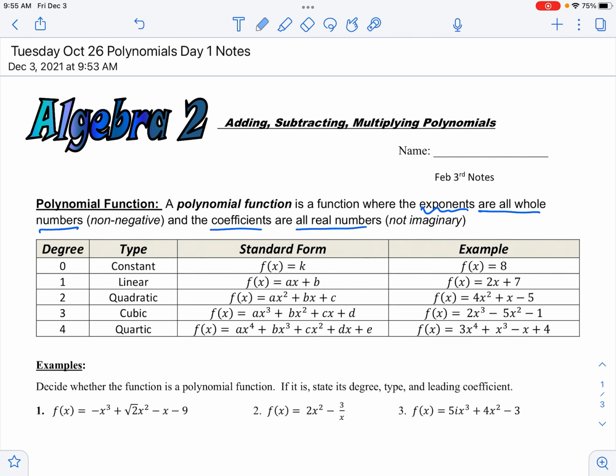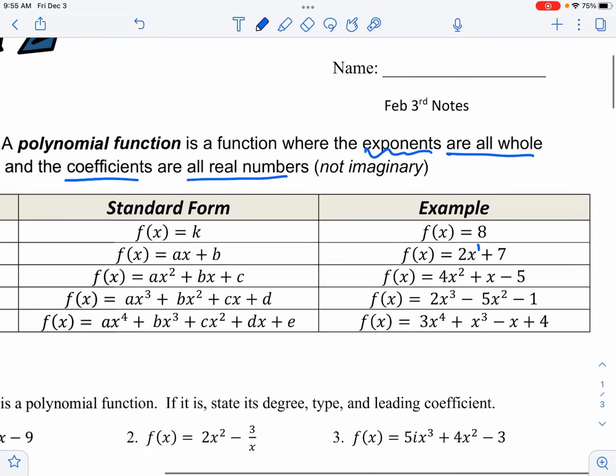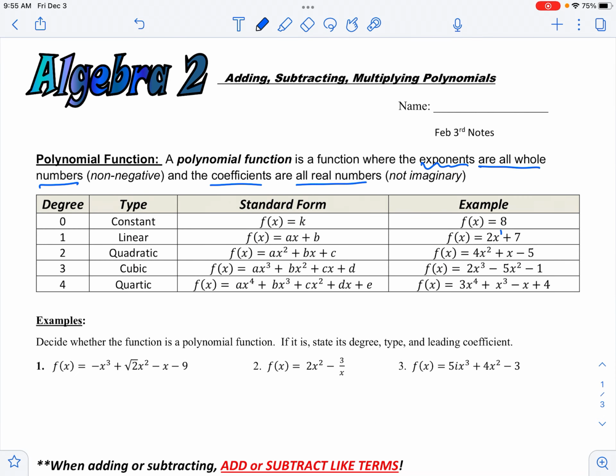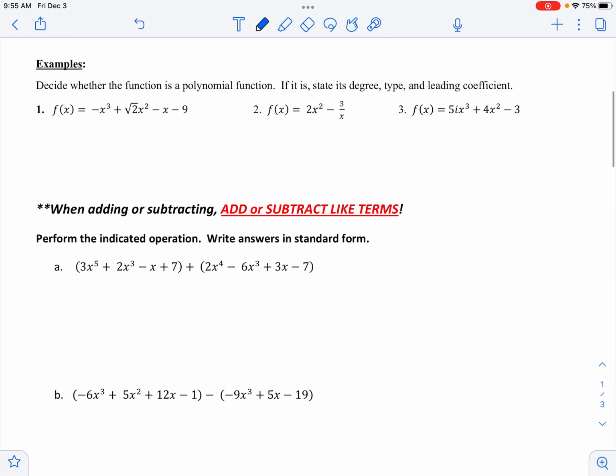If the highest degree is 1, so if you look right here, the highest exponent is 1, that's a linear function. The highest degree is 2, that's a quadratic function. This is a cubic function. This is quartic. You don't have to know names after that. I know fifth is quintic, but after that you can say 6th degree polynomial, 7th degree polynomial.